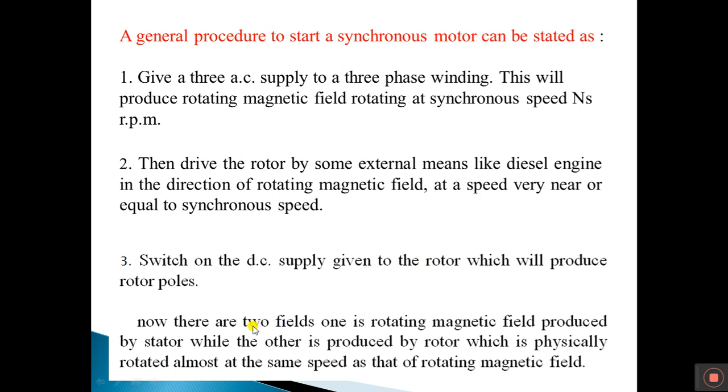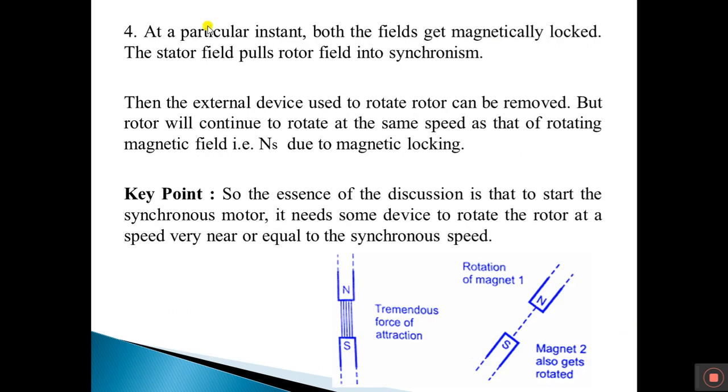Now there are two fields. One is the rotating magnetic field produced by the stator and the other is produced by the rotor, which is physically rotated at almost the same speed as the rotating magnetic field. At a particular instant, both fields get magnetically locked. See in this diagram, both are magnetically locked.